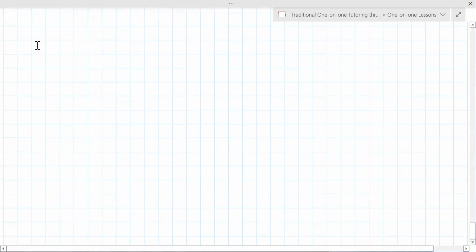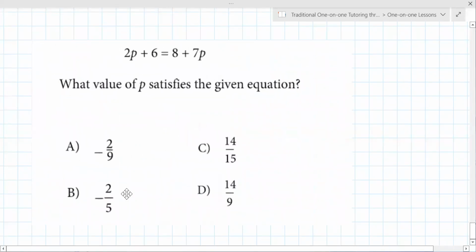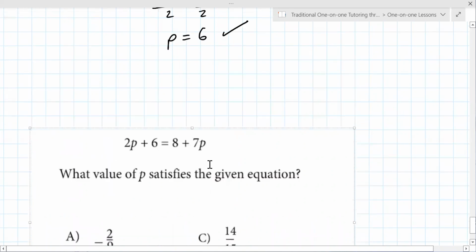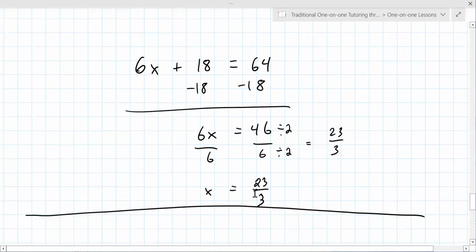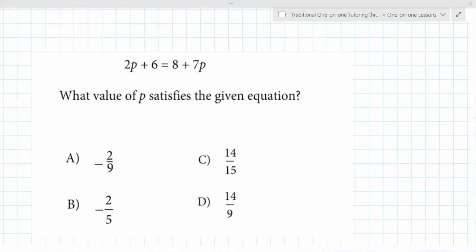Now you were asking me, hey, Matthew, will I get a problem where the answers are fractions? I did not ask that. You did. Remember, you asked me, hey, will I get something like this? And I said, yeah, you might. So here's a problem where you do get fractions as answers. To start out, we're not going to worry about the answers. We're just going to solve the equation 2p plus 6 equals 8 plus 7p.